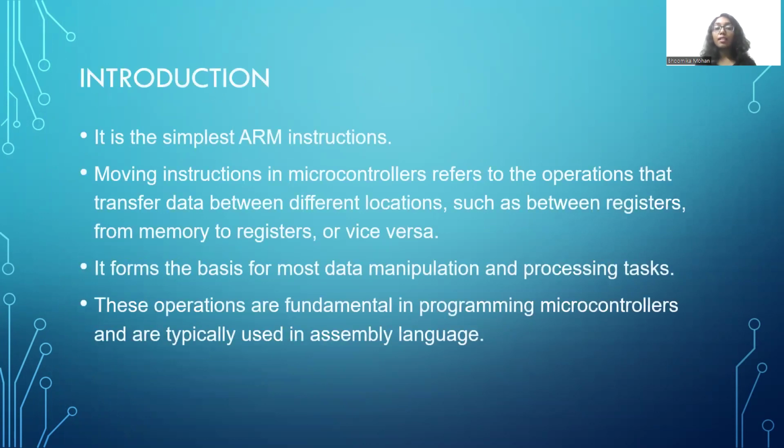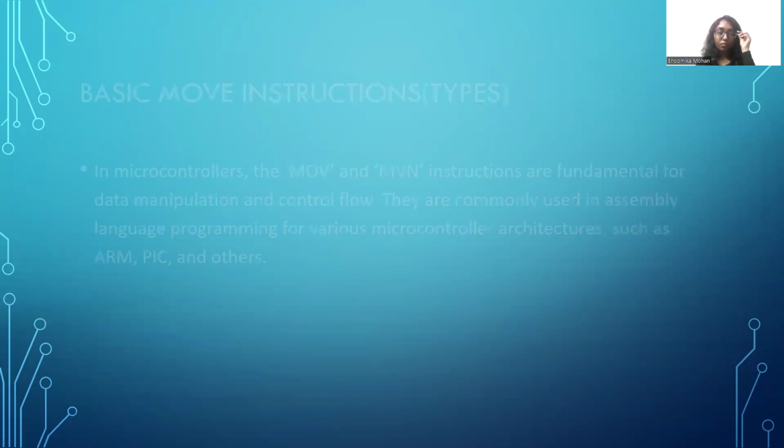So first, in the introduction, these are the simplest ARM instructions. Moving instructions in microcontrollers refers to the operations that transfer data between different locations, such as between registers, from memory to registers, or vice versa. It forms the basis for most data manipulation and processing tasks. These operations are fundamental in programming microcontrollers and are typically used in assembly language.